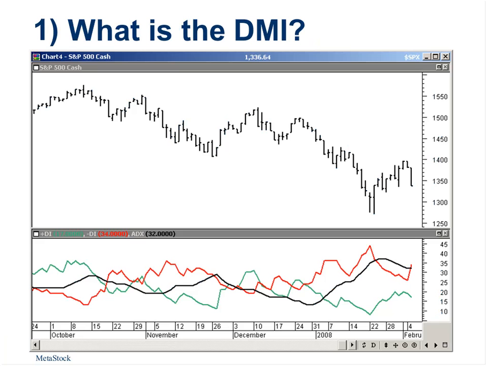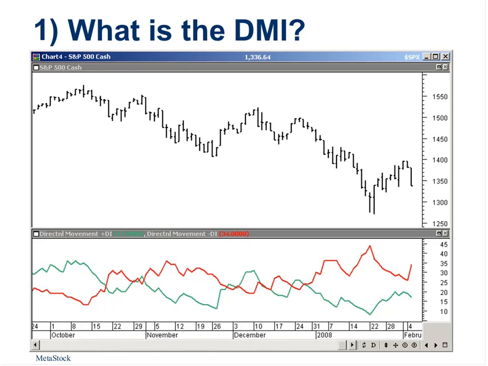DMI. When you dial it up in your charting program, such as in Metastock, typically you're going to have 3 wavy lines down in that window underneath the actual chart. You have typically a red line, a green line, and a black line. The black line is labeled the ADX, and you know what? We're not going to deal with that today. I click the button and it disappears. We're not going to approach the ADX at all.